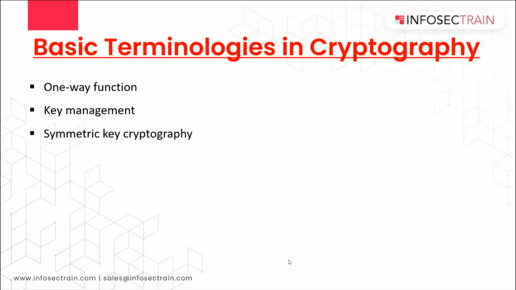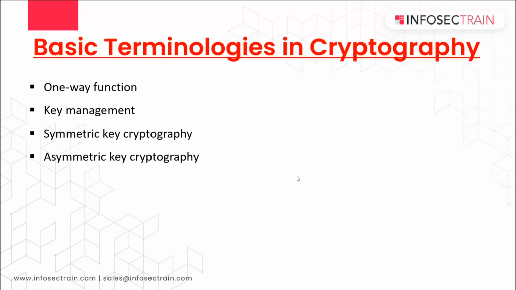Now let us talk about symmetric key cryptography. In the name itself there is the word symmetric. Symmetric key cryptography is a type of encryption that uses the same key for both encryption and decryption. In symmetric key cryptography there is only one key, used for encryption and decryption as well. In asymmetric, there are two different keys for encryption and decryption.